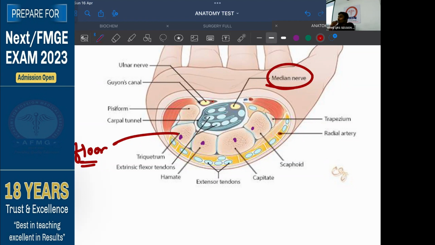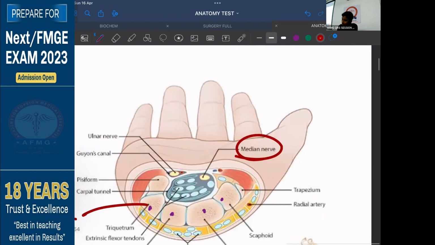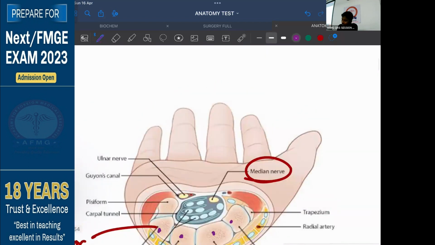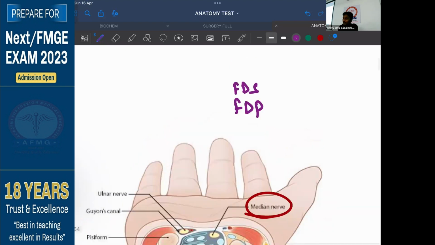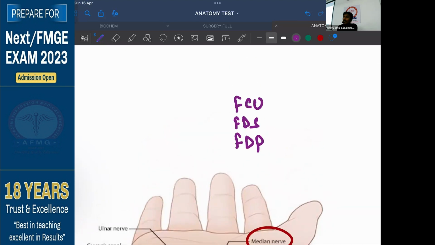Flexors होंगे ना सब, except the pronator teres and the pronator quadratus. बाकी सब के सब क्या होंगे? Flexors ही होंगे. What are the 4 flexor muscles in the anterior compartment of the forearm? The flexor digitorum superficialis, flexor digitorum profundus, flexor carpi ulnaris, and flexor carpi radialis. I hope all of you are quite aware.